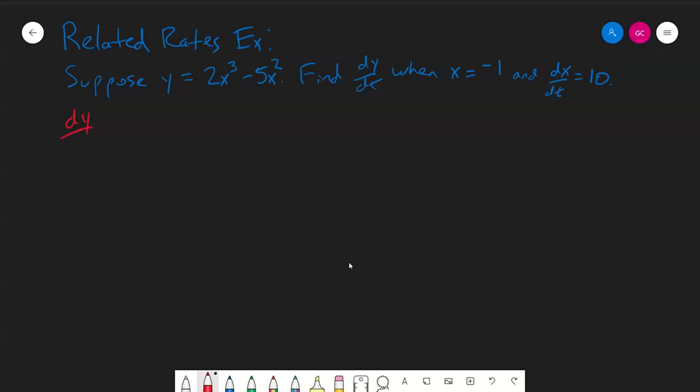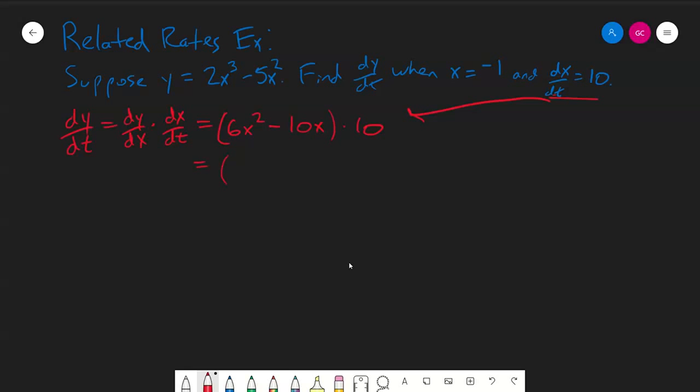Remember that the basic formula is that the rate of change of y with respect to time is equal to the rate of change of y with respect to x times the rate of change of x with respect to time. Well, dy/dx is just the ordinary derivative of this function. In this case, that's going to be 6x squared minus 10x. And dx/dt we were given was 10, so we'll put that in over here as 10.